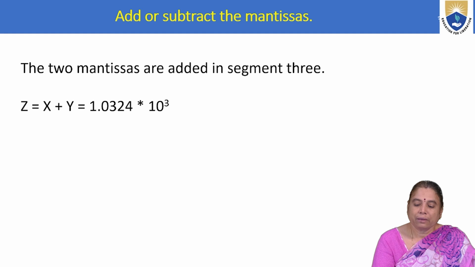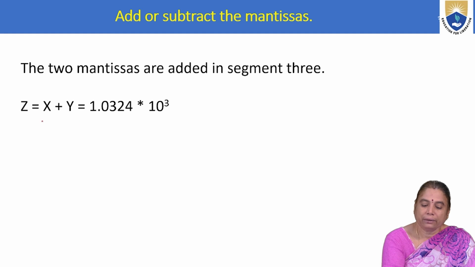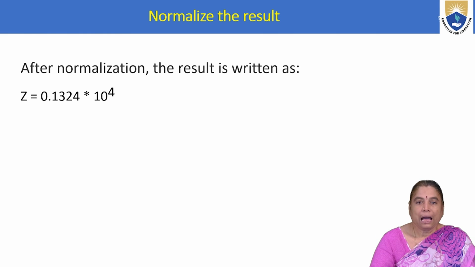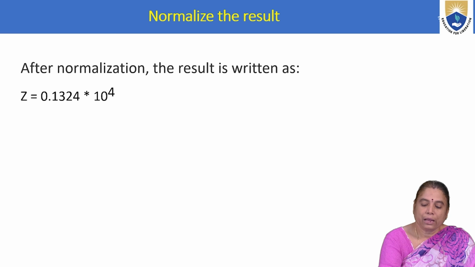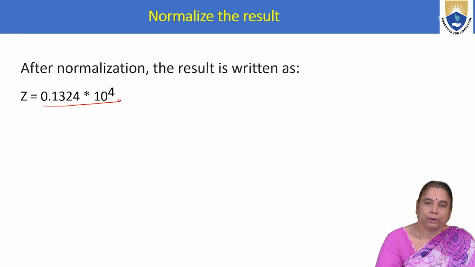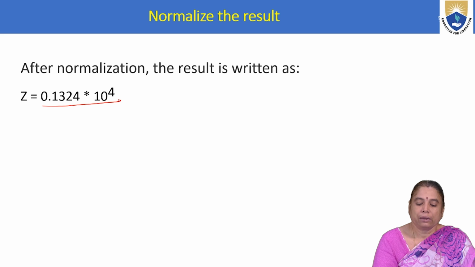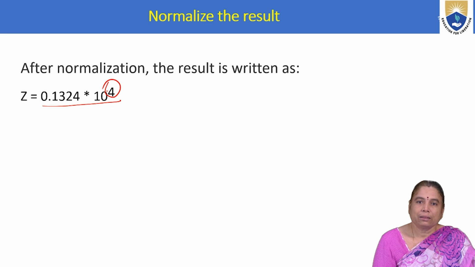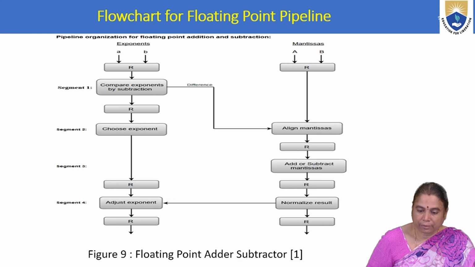In the third segment, the 2 mantissas are added, so the addition of the mantissas is carried out. Then normalize the result, so that the result can be represented as 0.1324 times 10 to the power 4. So these are the 4 segment operations.